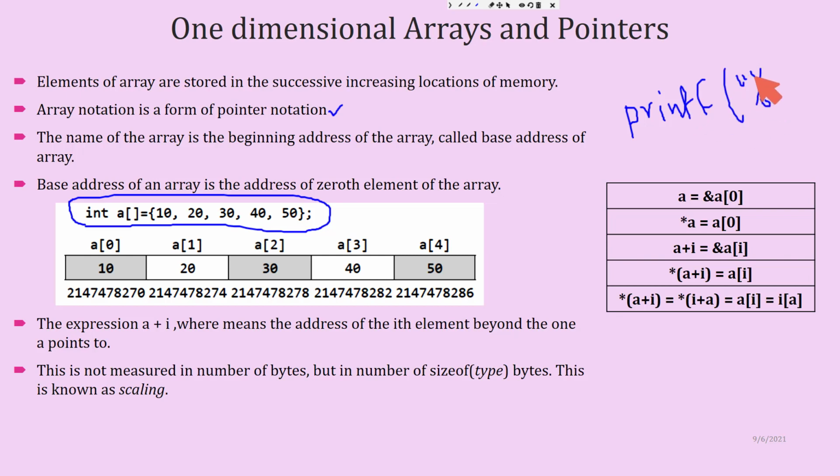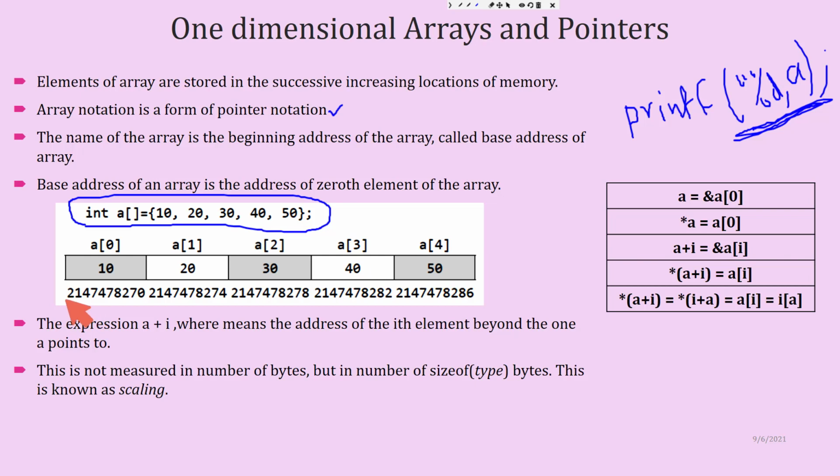Some percentage d, comma a. So this one, if you can understand this one, it will be very easy. So I am trying to print a. Before that, there is an array which contains 5 elements: 10, 20, 30, 40, 50. So a of 0 will contain 10, a of 1 will contain 20, a of 2 will contain 30, a of 3 will contain 40, and a of 4 will contain 50.